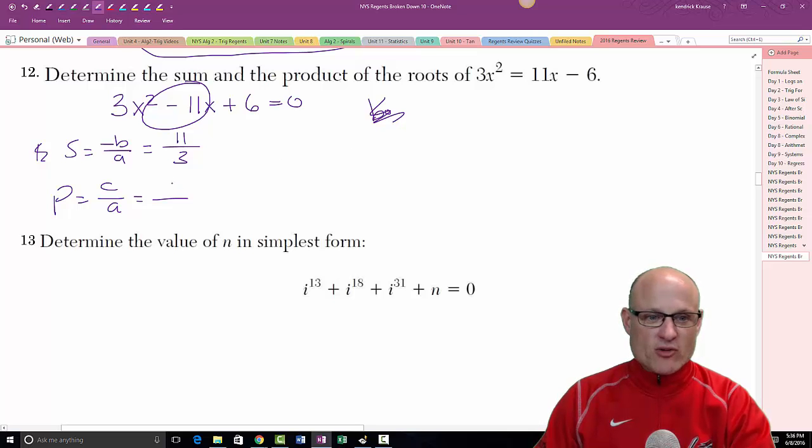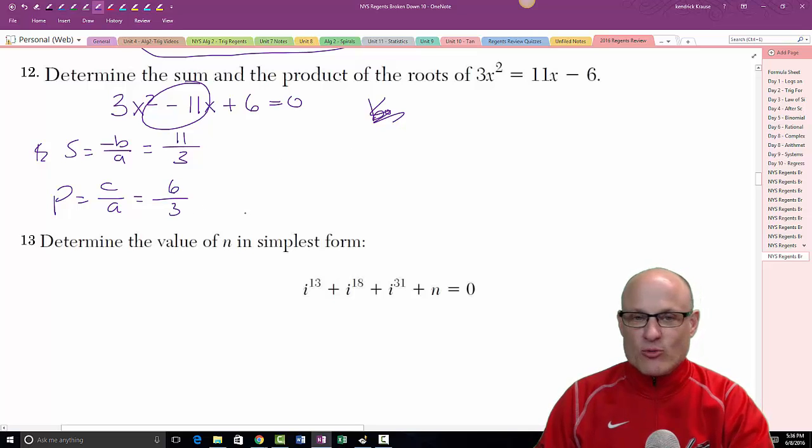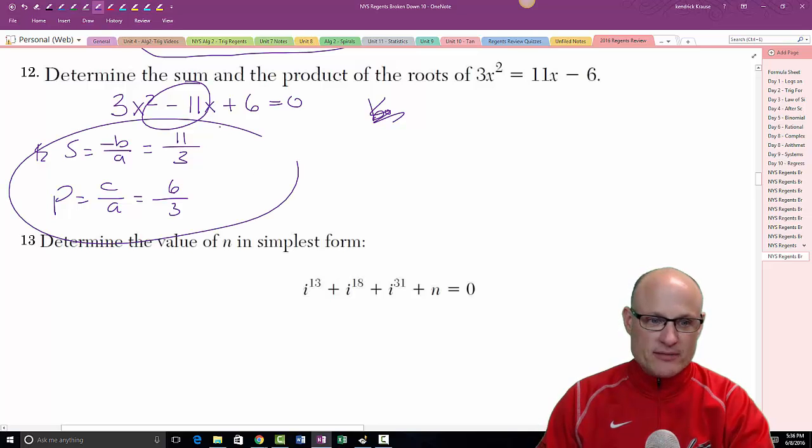C over a, 6 over 3. You don't have to write it as 2. It didn't say in simplest form. I'm done. Problem's over with.